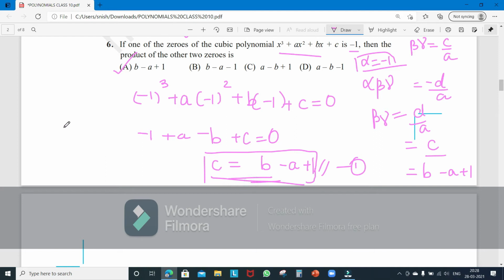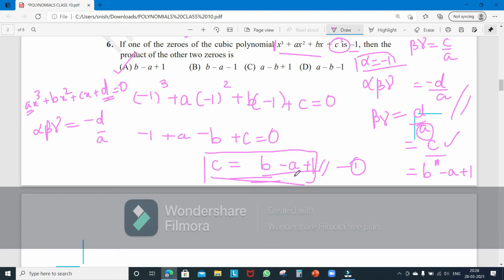Now we are applying the formula that in a cubic equation, a x cube plus b x square plus c x plus d is equal to 0, the product of the roots taken at a time will be minus of d by a. So that's what we have applied here. In place of d over here we have c. So substituting c, and in place of a we have 1, like 1 here and a over here. So substitute 1, you'll get c by 1. C value is b minus a plus 1, so got the value. That's it. Okay.